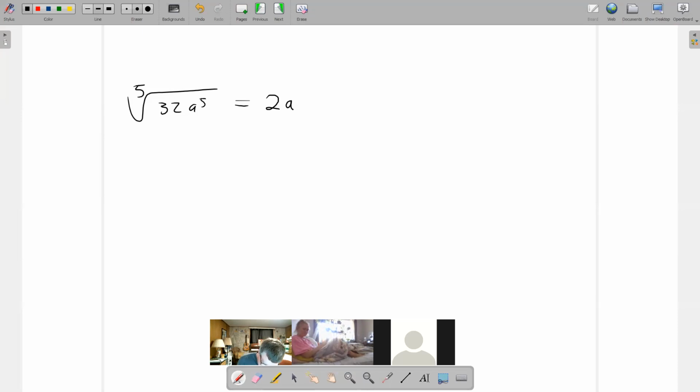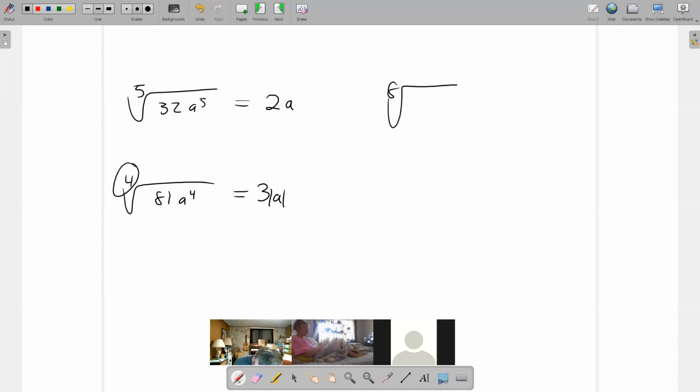How about this one? The fourth root of 81a to the fourth. Okay. The fourth root of 81 is 3. The fourth root of a to the fourth is a. But we're taking an even root, so I need that protection. Okay? So it's all about the index. If the index is odd, no problem. If the index is even, be careful.